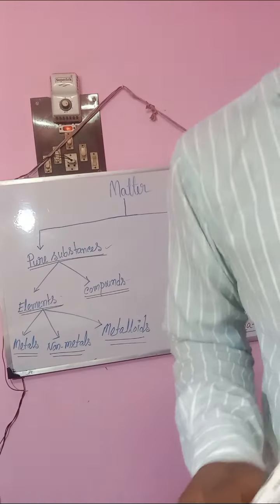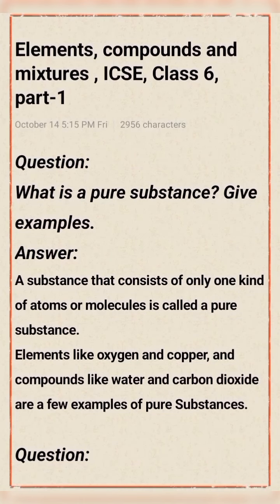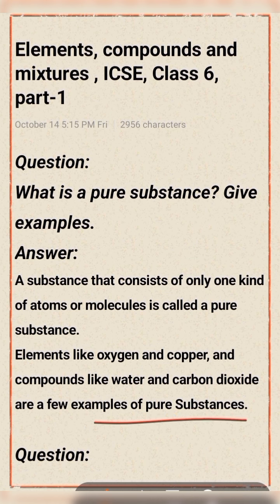My dear viewers, what is a pure substance? Give an example. A substance that consists of only one kind of atom or molecule is called a pure substance. Elements like oxygen and copper and compounds like water and carbon dioxide are a few examples of pure substances.